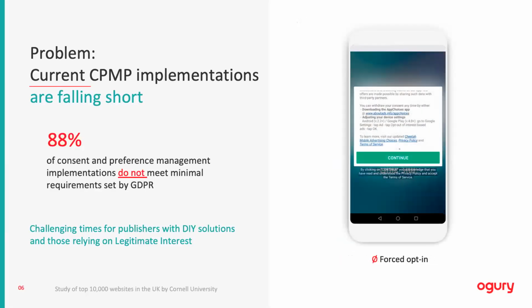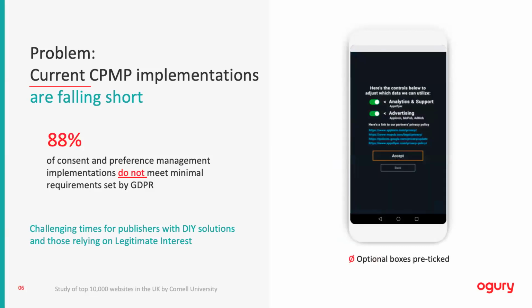So there are plenty of problems and challenges out there, and new publishers probably are aware and understand a lot of this. If you take a look at some of the screens here and a study run by Cornell University, many of the CMP implementations are falling short. And this means it's challenging times for publishers.